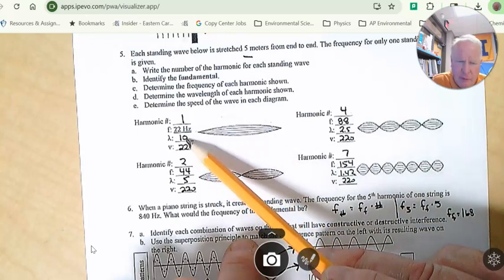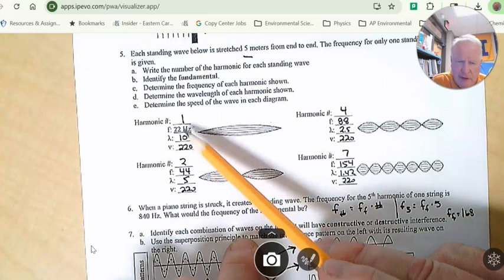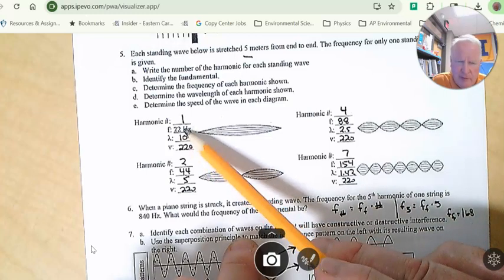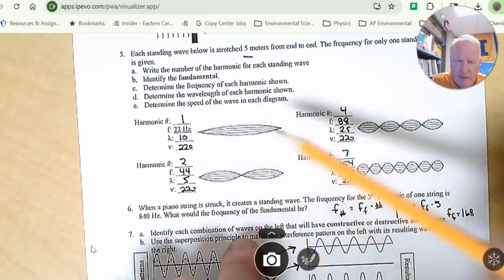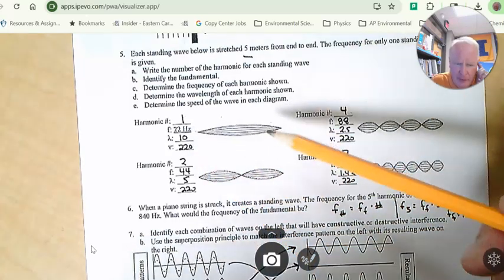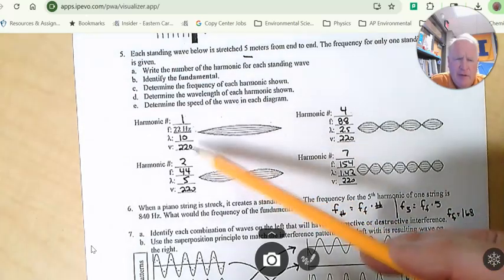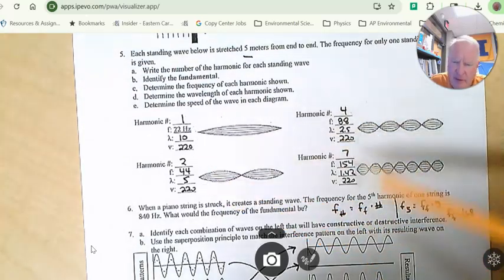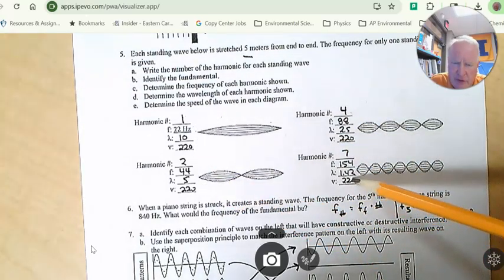Velocity equals the wavelength times the frequency. So V equals this times this. So 10 times 22 is 220. All right. Once we've got one, that's pretty simple to get the rest, because the velocities are going to be the same. Okay, the velocity never changes.